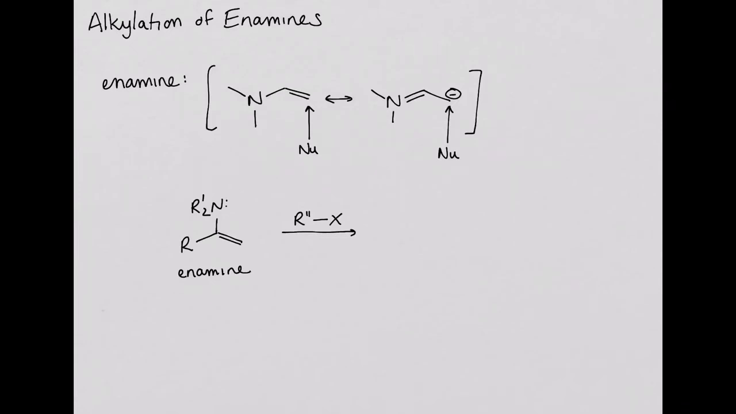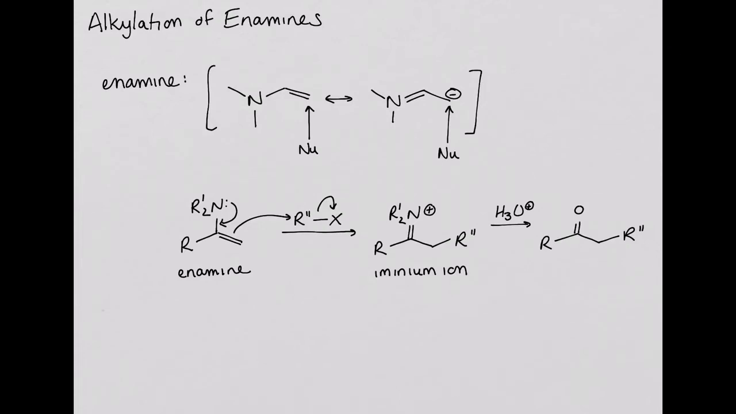The lone pair of electrons on the nitrogen come down, allowing the alkene to attack the electrophile, forming a new carbon-carbon bond. The product of the attack of an enamine on an electrophile is an iminium ion. Hydrolysis of the iminium ion results in the original ketone or aldehyde.